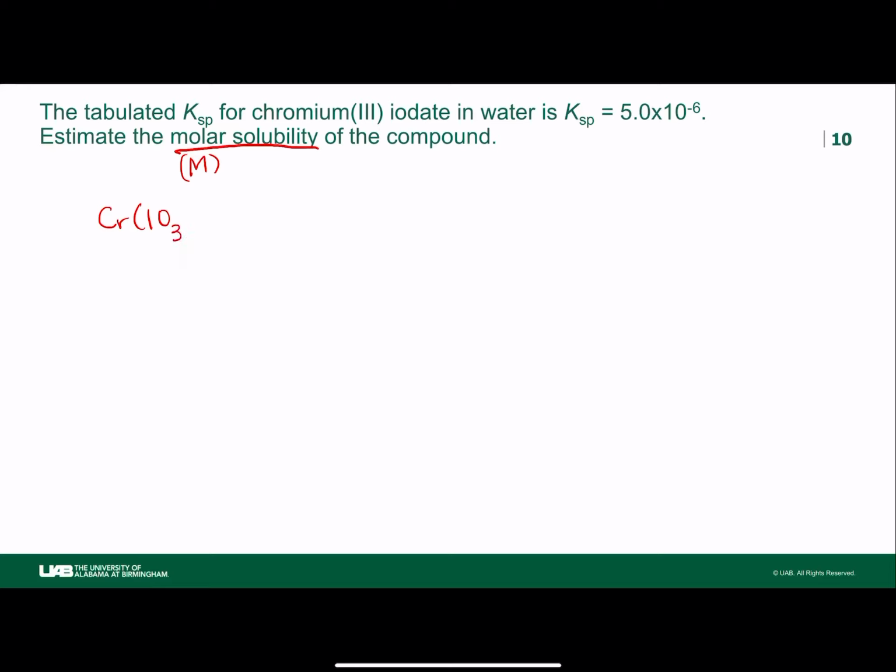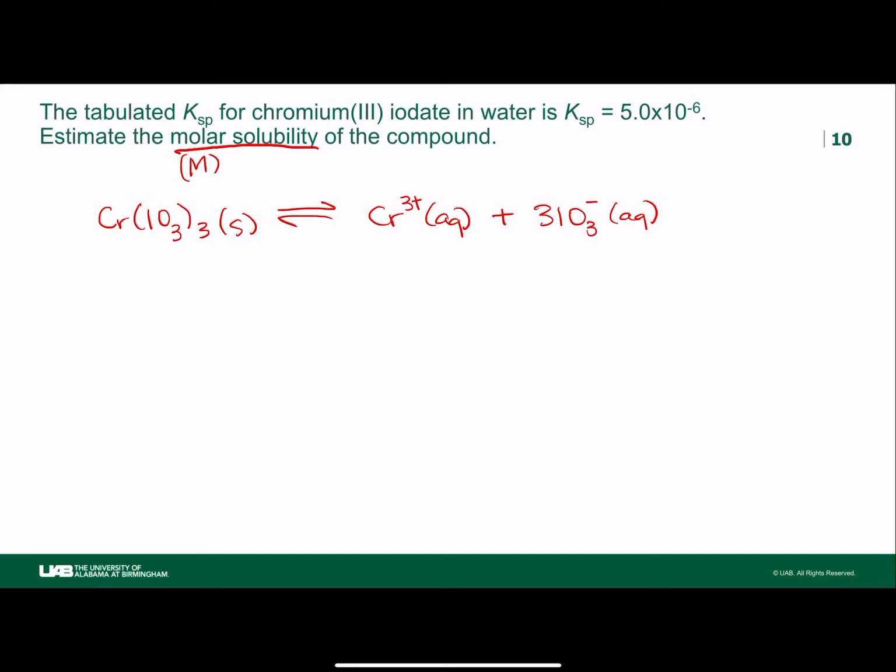Iodate is IO3 minus, and that's a chromium 3. So we probably need 3 of those guys. That happens to be a solid because it is a salt. When it dissociates, it's going to dissociate to chromium 3 plus and 3 iodate anions. And both of those are going to be soluble in water.